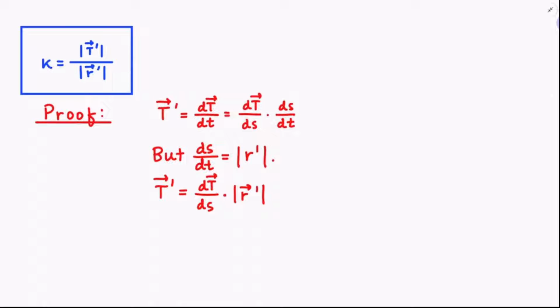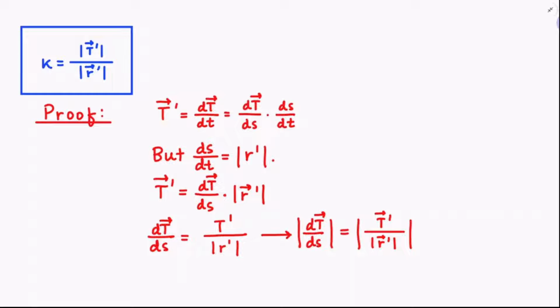First, I'm going to replace ds/dt with the length of r prime, and then I'm going to solve for dT/ds by dividing by the length of r prime. So now dT/ds is equal to T prime over the length of r prime, and we're pretty close, right? Because this looks close to the formula we're trying to show. What we're going to do is consider the length of dT/ds, because that's really what curvature is. We're going to take the length of that vector, and I didn't really use the vector hats in the appropriate places, and I'll go back and clean that up in a second.